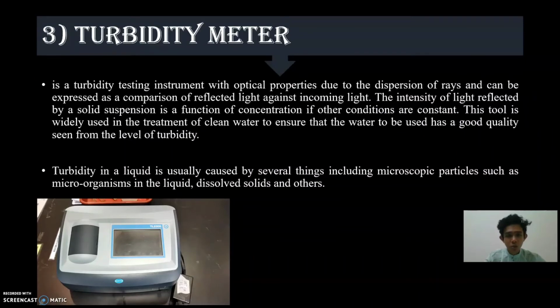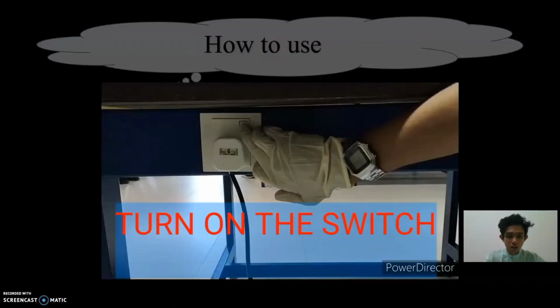And the third is the turbidimeter. We use the turbidimeter to measure turbidity in the liquid. Usually the case is biosolids, including microscopic particles such as microorganisms in the liquid, dissolved solids and others. Okay. Let's see the video.